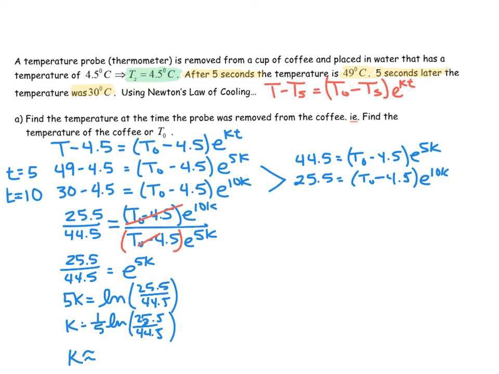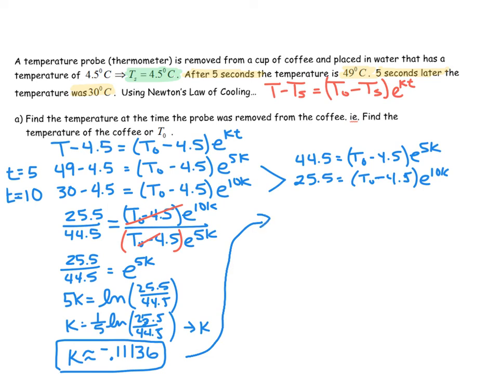The value you store in your calculator will be approximately negative 0.11136. Okay, but we are not ever going to type that in. We're going to store that in for K in our calculator. You can use any letter you want, but I'm going to store it in for K. Now I'm going to write my equation with the K value in it.